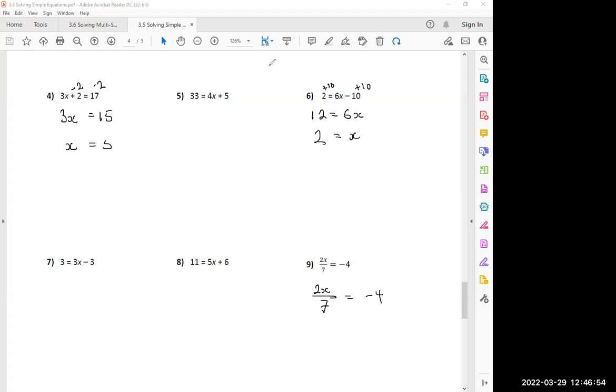How do you get rid of a division of 7? Multiply by 7. So the division of 7 and multiplication of 7 will reduce into 1. Leaving me with 2x on the left side and negative 28 on the right side. And lastly, divide both sides by 2, you get negative 14.